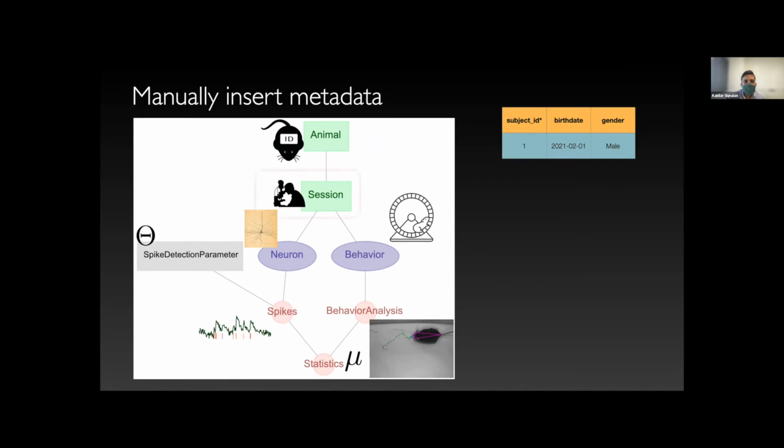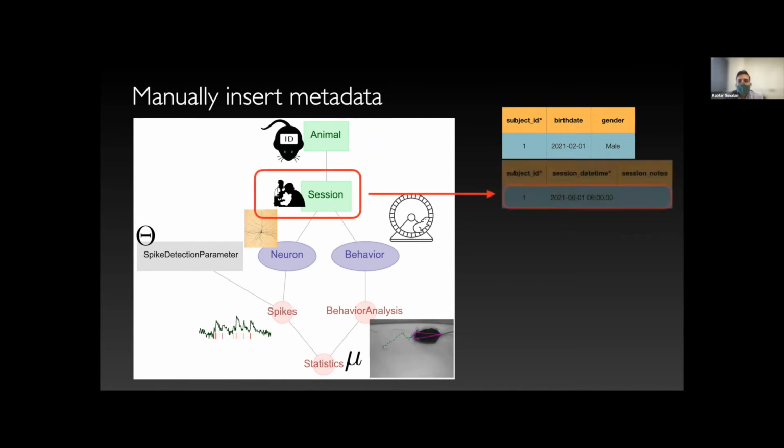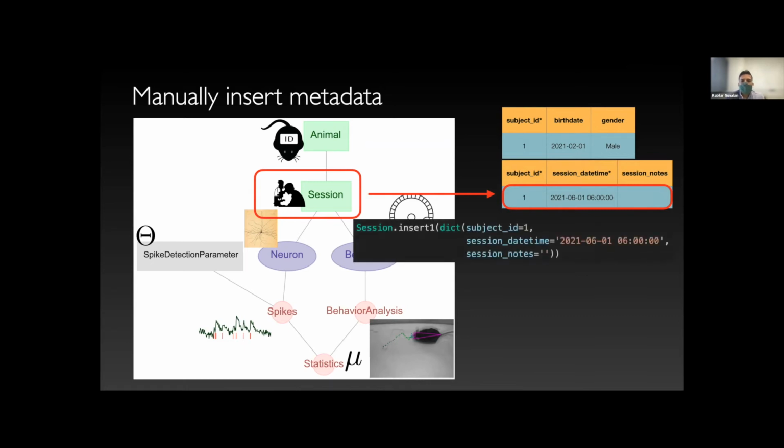And so next we want to insert into the experimental session table. So let's say we have another subject, or sorry, the same subject, subject 1, for an experimental session date time of June 1st at 6 a.m. And there's no experimental notes for this case. So in this case, in order to do this, you do session.insert, subject 1, session date time, and the session notes.